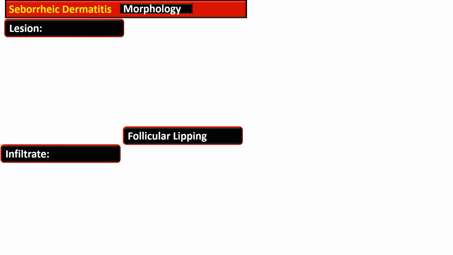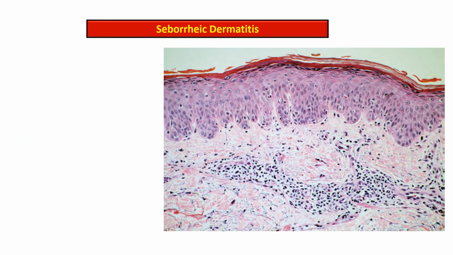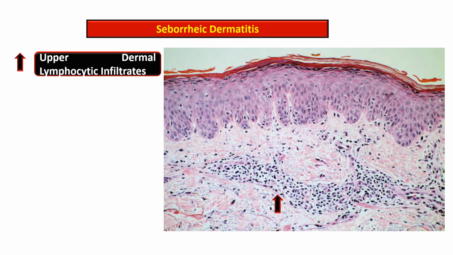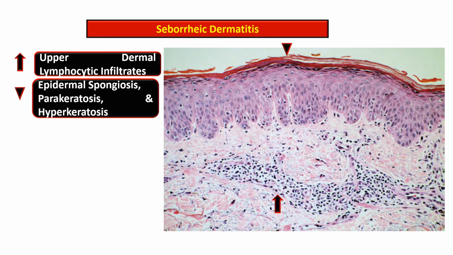The chronic lesions of seborrheic dermatitis are associated with more pronounced psoriasiform hyperplasia, and there is minimal spongiosis. This photomicrograph is showing the features of a biopsy specimen from a lesion of seborrheic dermatitis. There is an upper dermal lymphocytic infiltrate and presence of epidermal spongiosis, parakeratosis, and hyperkeratosis.